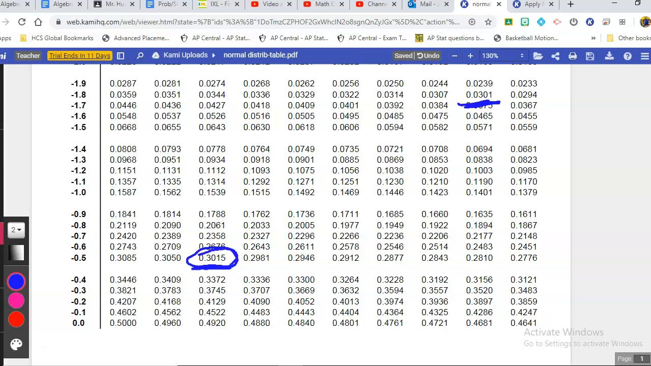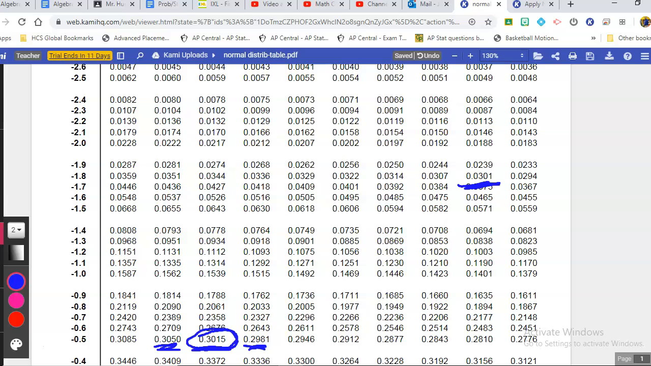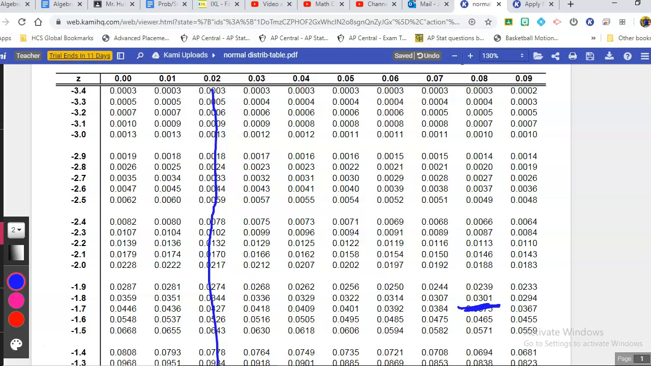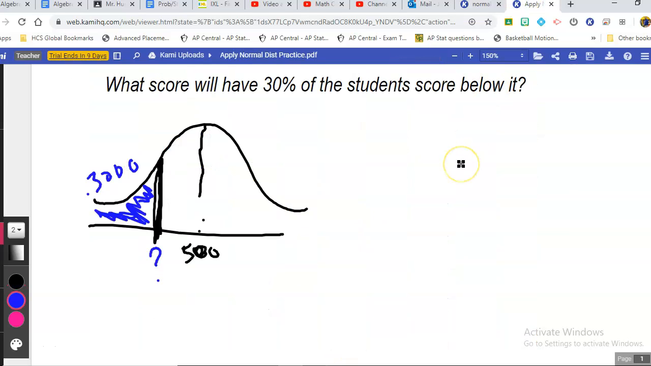Okay. And you can see this is close to 30%. It's 50 points above. This is close to 30% as well. It's 19 points off. 0.3015 is going to be 15 points off. Now we want to know what Z-score this is. That's negative 0.52. So we're going to take that negative 0.52 back to our problem and work with that. So we know Z is negative 0.52.